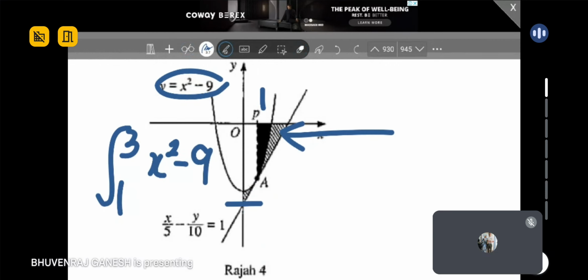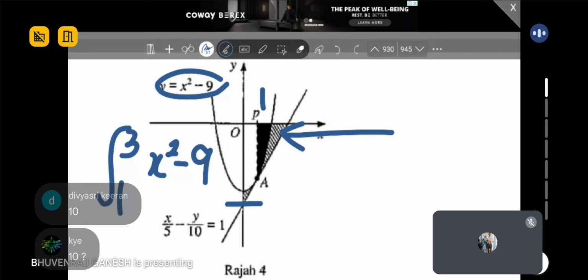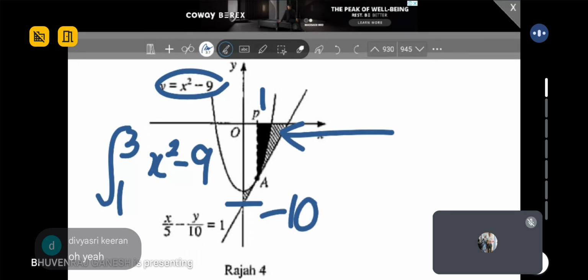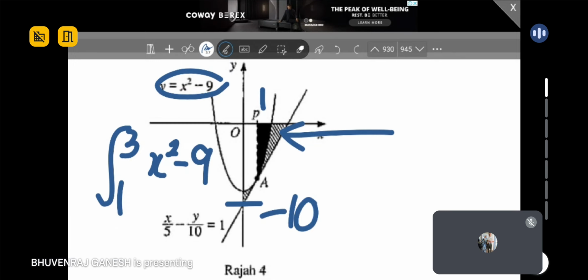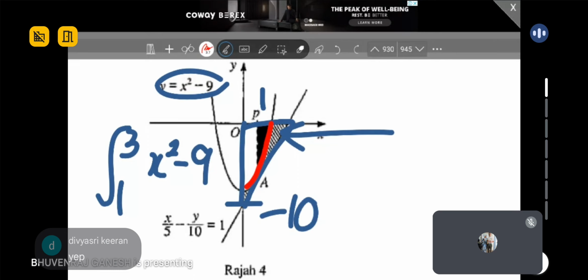May I know, what is the y-intercept of this line? First information. Apa pintasan y garis ni? Yes, negative, guys. Your value here is below the x-axis, so negative 10. So this is your first value. Second value, wait for a while. So the concept is basically you just take the triangle minus the volume under the curve. Can you see that, guys? Then you will get the volume of the shaded region.